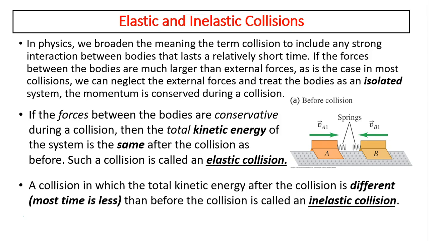If the forces between the bodies are conservative during a collision, such as when the forces between the two objects are the force from springs, then the total kinetic energy of the system is the same after the collision as before. That means kinetic energy is conserved. Such a collision is called an elastic collision. However, if that is not the case, as in most collisions, total kinetic energy is not conserved. It is different before and after. In that case, the collision is called an inelastic collision.